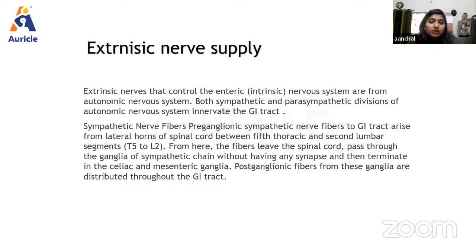Sympathetic nerve fibers: preganglionic sympathetic nerve fibers to the GI tract arise from the lateral horns of the spinal cord between the 5th thoracic and 2nd lumbar segments. From here, the fibers leave the spinal cord and pass through the ganglia of the sympathetic chain without having any synapse and then terminate in the celiac and mesenteric ganglia. Postganglionic fibers from these ganglia are distributed throughout the GI tract. So here they have talked about the location and how the fibers innervate.